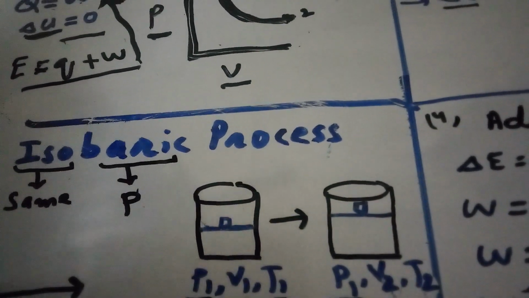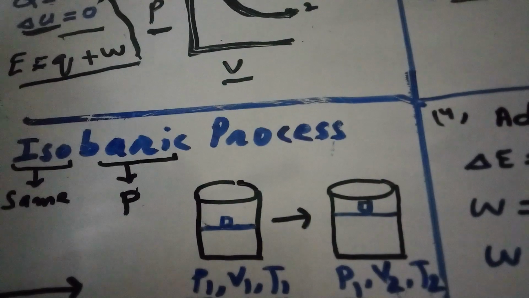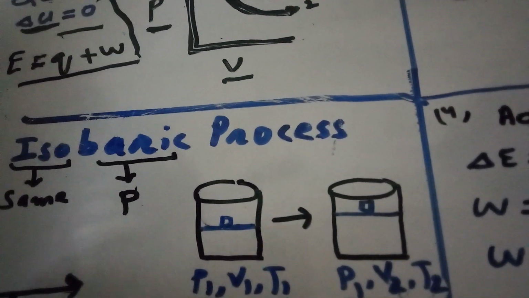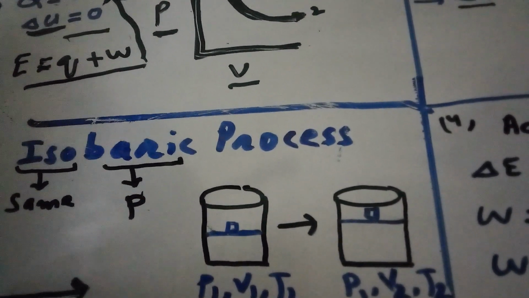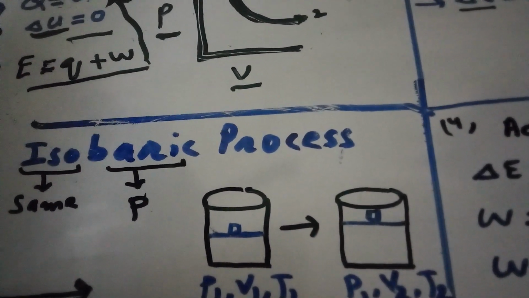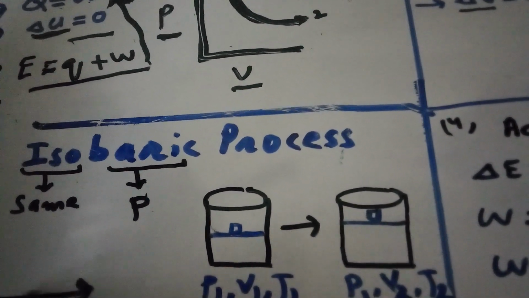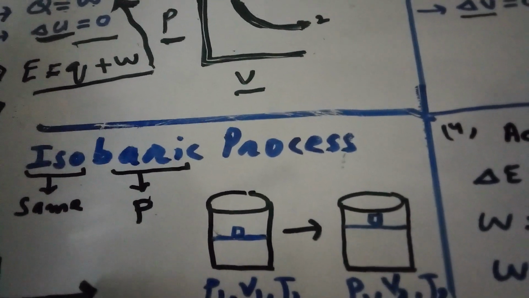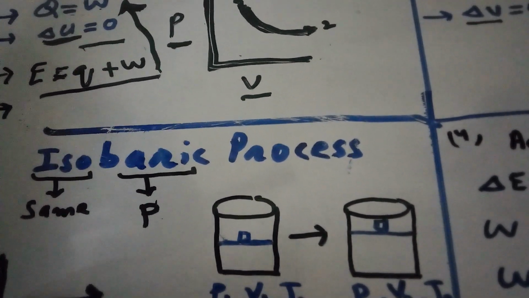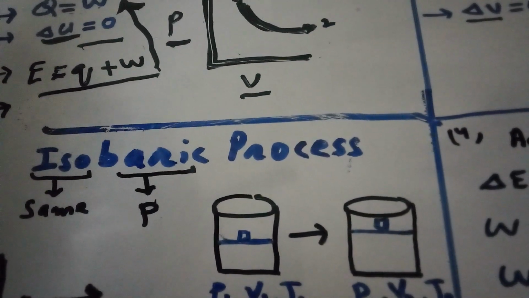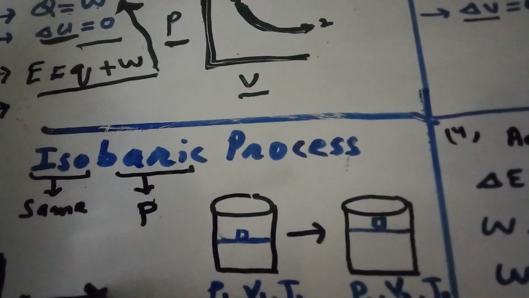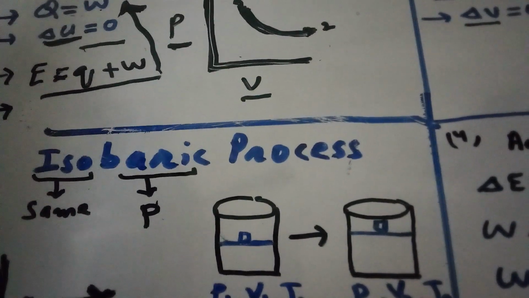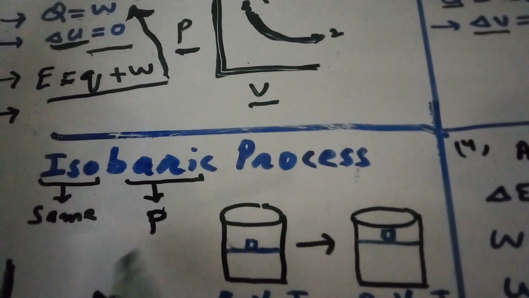If we explain it graphically, this is the graph for the isobaric process. The pressure remains constant; there is no change in pressure. But at this point and this point there is a change in the volume, while the pressure remains the same. Now we have the fourth and last one, the adiabatic process.